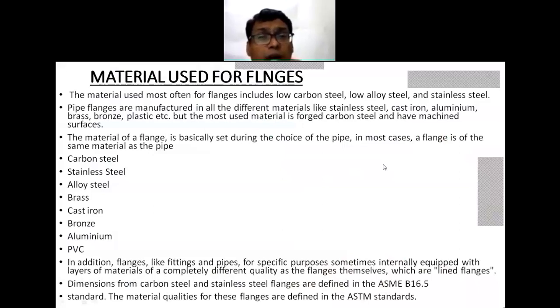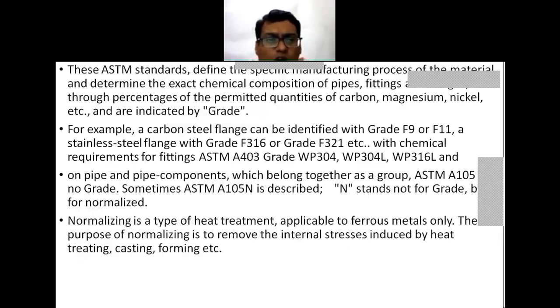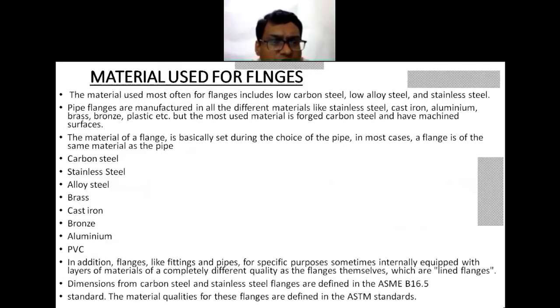Then what are the different materials of construction for flanges? It is mostly carbon steel, stainless steel, alloy steel, brass, cast iron, bronze, aluminum, or nowadays PVC and other plastic materials. They can also be used for the purpose of flanges. Then there are different standard grades of all these materials. For carbon steel and stainless steel, all these standards are mentioned in your ASTM standards.